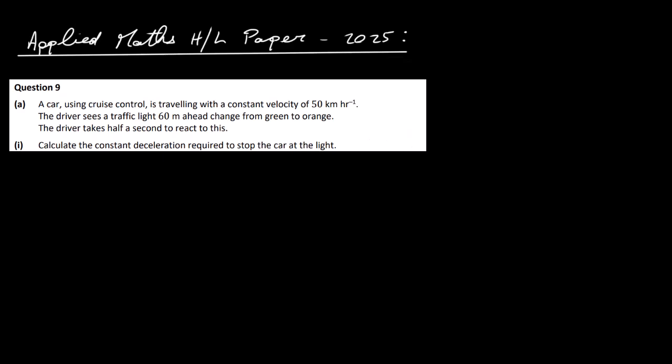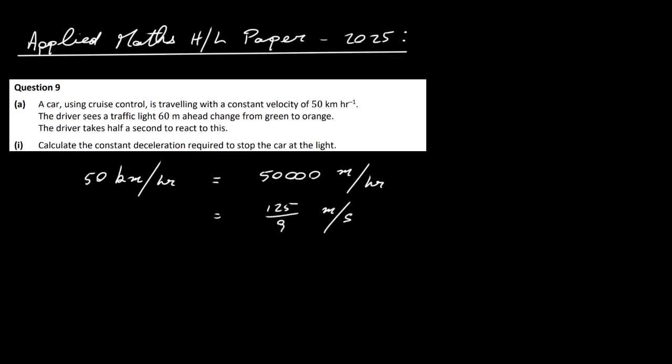Okay, so if we have a look first of all at the velocity, which is 50 kilometers per hour, we need to change that to meters per second. So we've got 50 kilometers, so that's 50,000 meters per hour, and then there are 3,600 seconds in an hour, so we've got to divide by 3,600. So we get 125 over 9 meters per second.